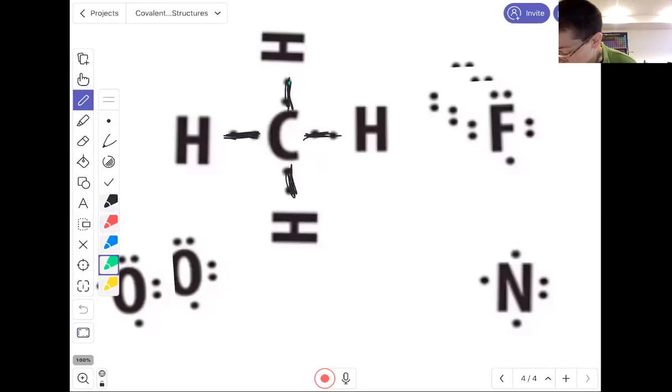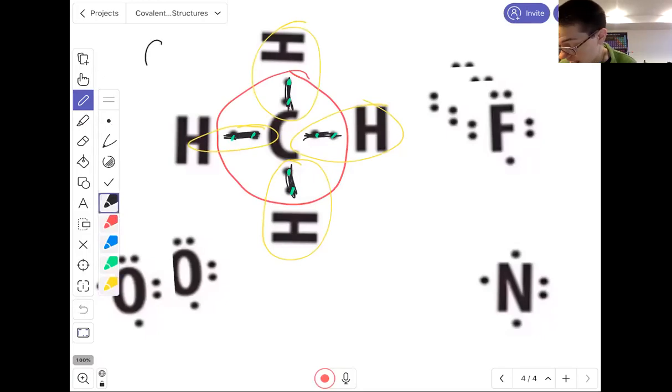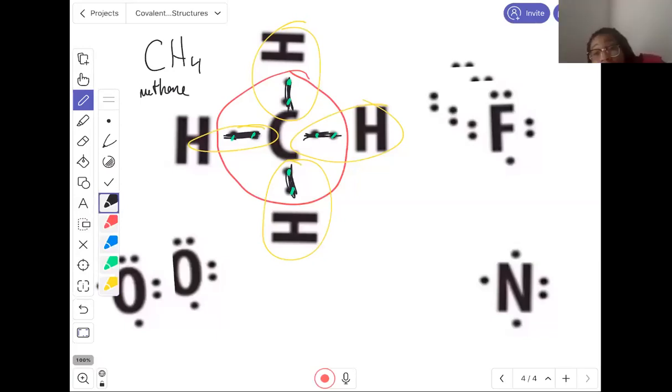So everybody's got 1, 2. All right, again, each line is those 2 dots. So my carbon gets to count all 8 of those. And then each hydrogen has its 2, its 2, its 2, its 2, and everybody's happy. So that's the formula for CH4, and that's actually the formula for methane. So if you have a gas stove, that is the molecule that's coming out of the stove.